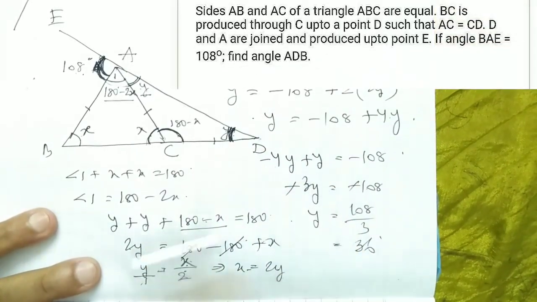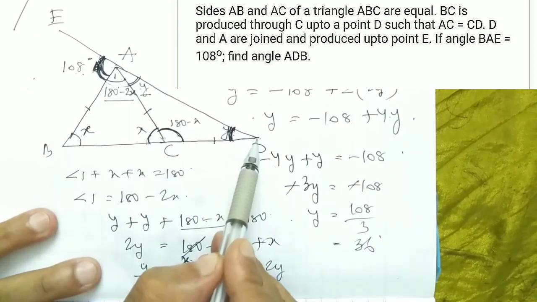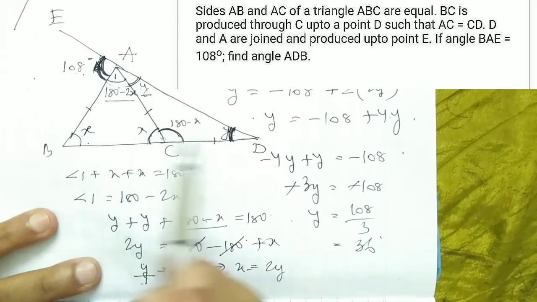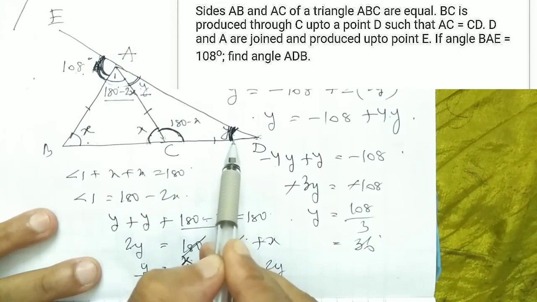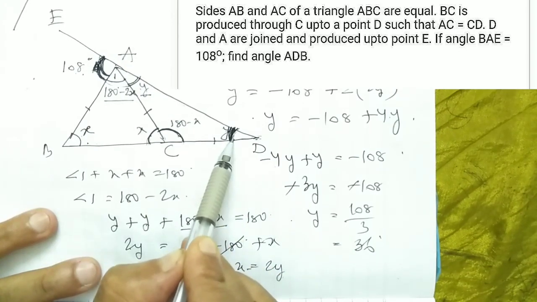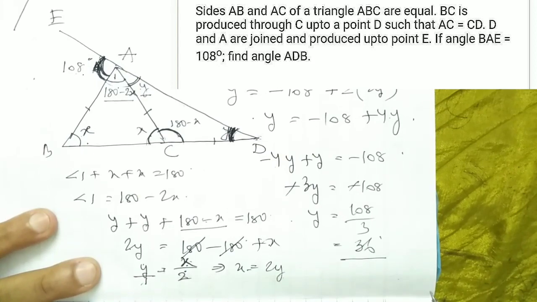Now let's see what we have to find actually. Angle ADB. We have taken out this. ADB is this angle. So what is the measure of this angle? Y. Y is 36 degree. I hope you understood.